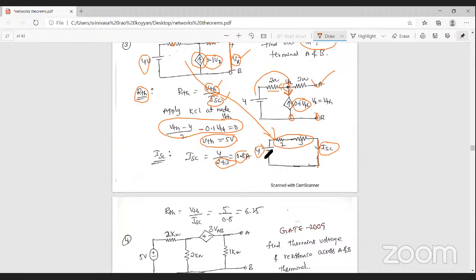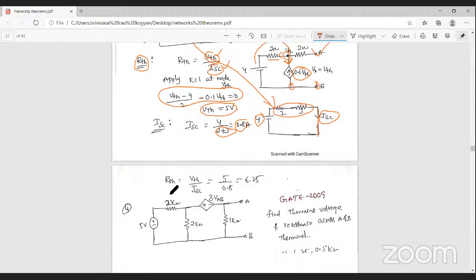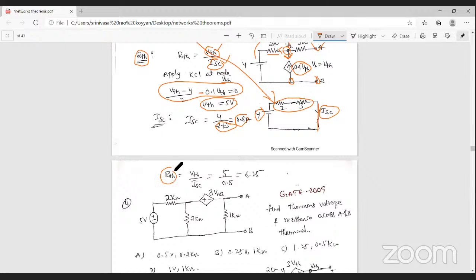Then short circuit current is equal to total voltage by 2 plus 3, that is 0.8 amperes. So to get RTH, according to case 2, it is Thevenin's voltage by short circuit current. Thevenin's voltage is 5 volts and short circuit current is 0.8. Then you get Thevenin's resistance as 6.25.